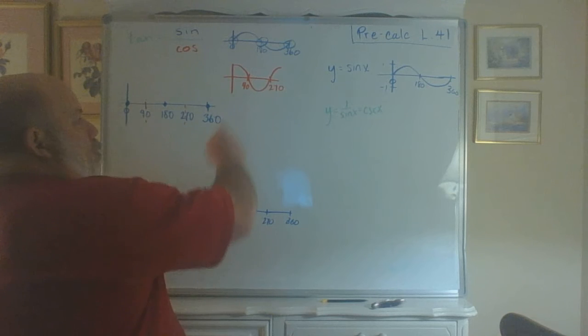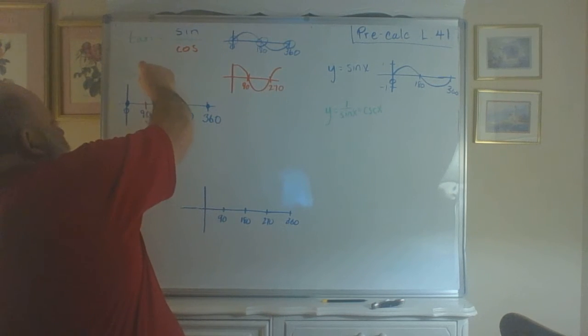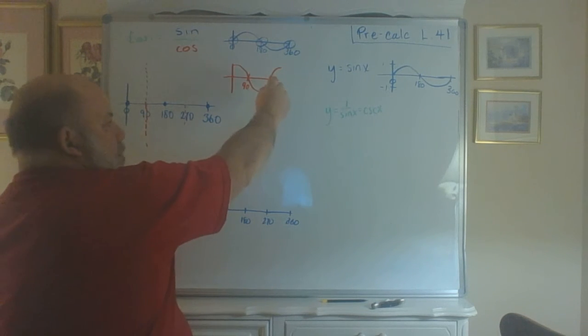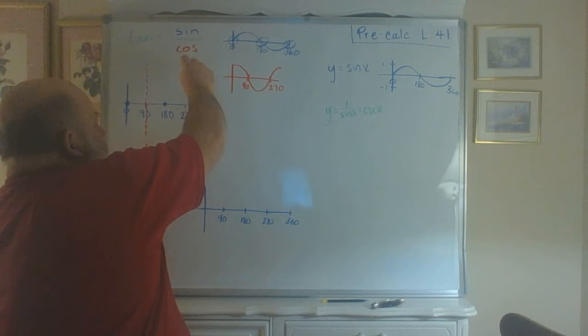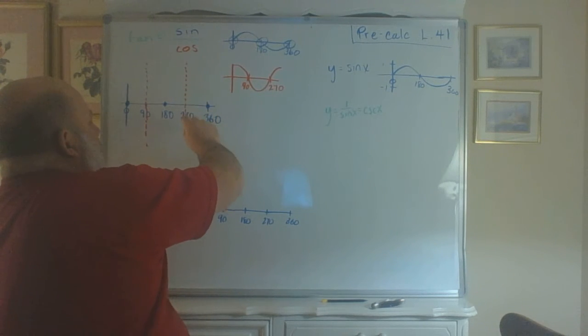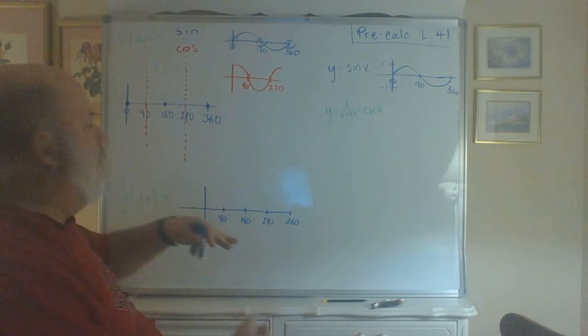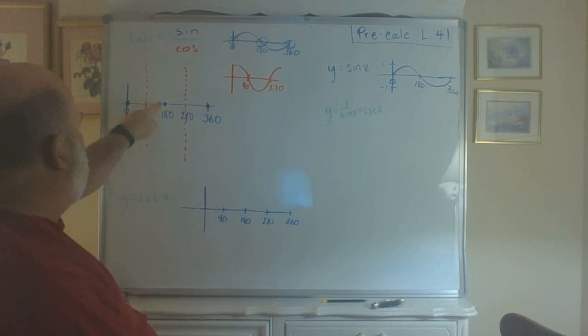So we have a 0 at 90. I have a pole at 90 for the tangent function. We have a 0 at 270. I have a pole at 270. Now, how do you know where to go? Which, here, do I go up or do I go down?